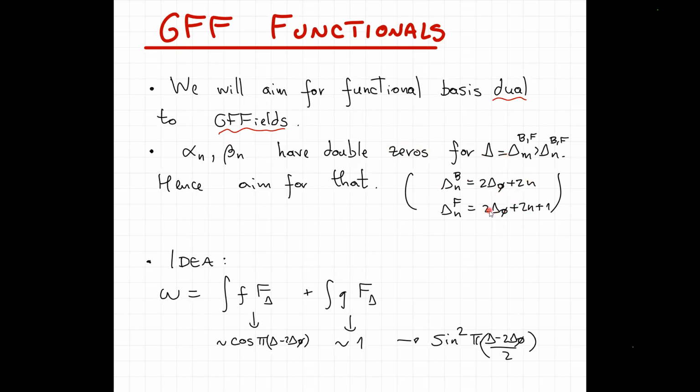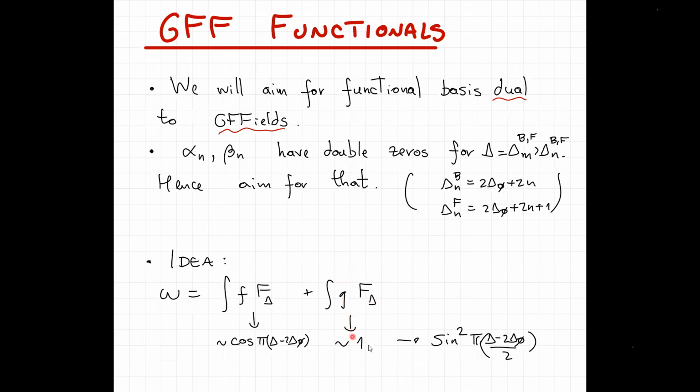So there will be two sets of functionals, one for the boson and one for the fermion. And I'll do the analysis roughly at the same time, but at the end, it will be two distinct bases. So what is the idea then? We want to have double zeros at these values. So how we'll do this is that the functional is the sum of two pieces, this G piece and this F piece. And this G piece is not oscillating as a function of delta.